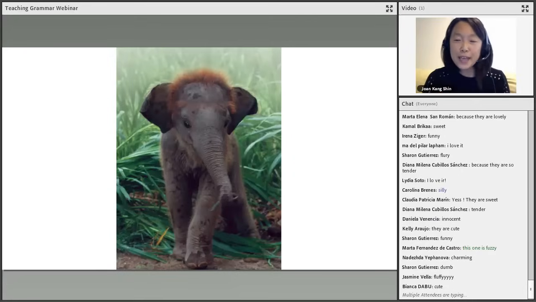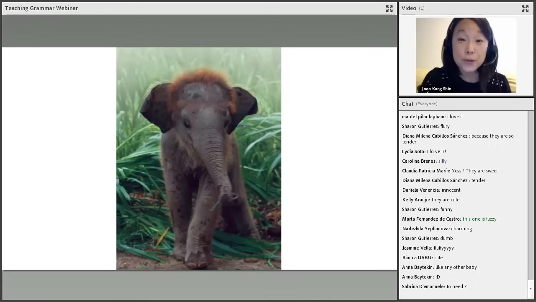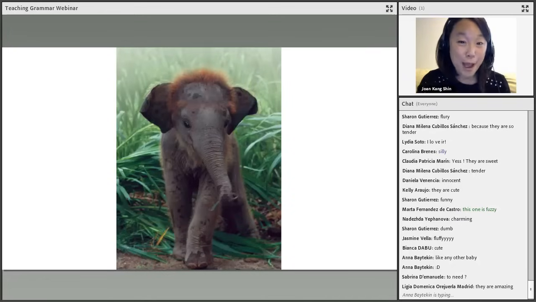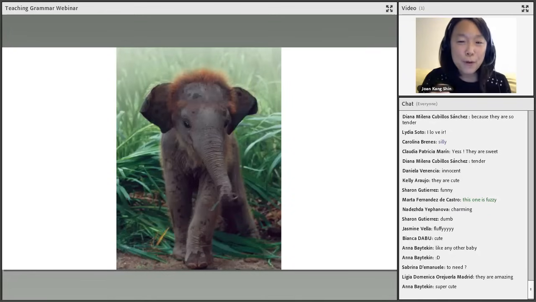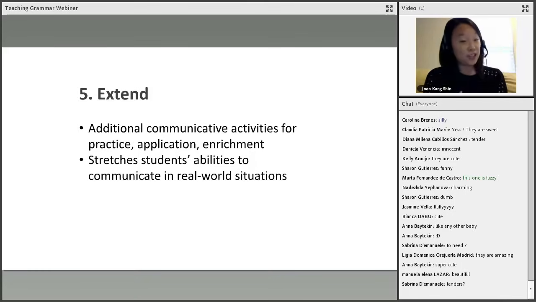So you can do an activity that might seem typical, but try to make it more interesting and help your students to be able to practice the grammar. If that means building a few more vocabulary words so that they feel comfortable communicating using the language, then that's what you should do. Okay, the fifth step is to extend. So these are additional communicative activities for practice, application, enrichment, and it stretches students' abilities to communicate in real-world situations.